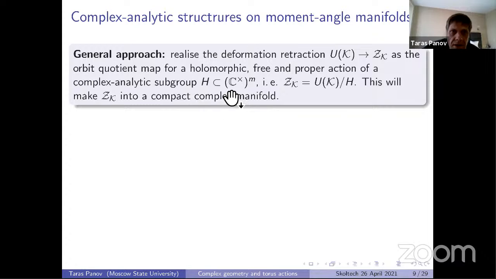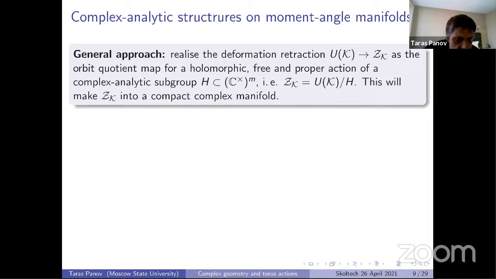So if you can realize this deformation retraction as an action of an analytic subgroup, then you'll put a complex structure onto this quotient. But the problem is that this thing is non-compact, and the group will also be non-compact, and therefore you have a holomorphic or even smooth action of a non-compact group on a non-compact space.